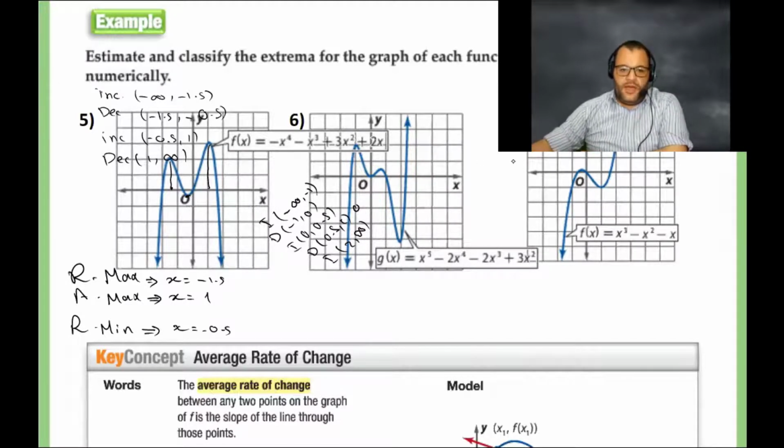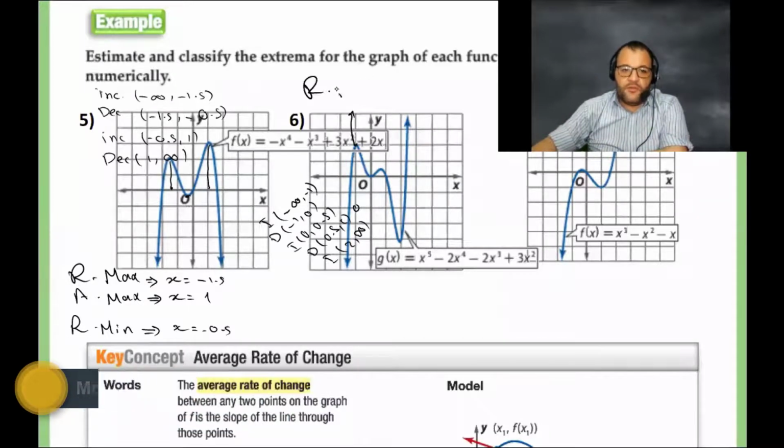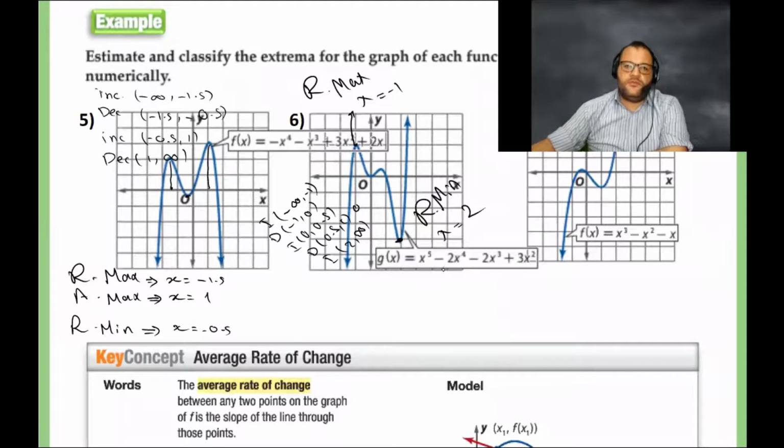Relative maximum at negative 1. There is only one. That is the highest point at this interval only. So it will be a relative maximum when x equals negative 1. And relative minimum when x equals 2, almost 2. Yeah, that's about 2. You understand it? Do we also count the other relative maximum? No. I just need one relative one. Okay.